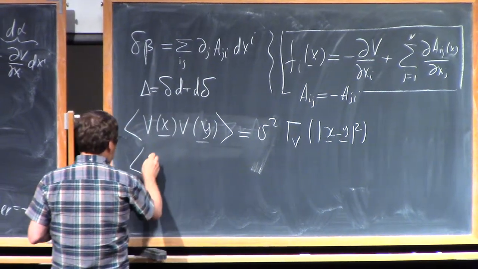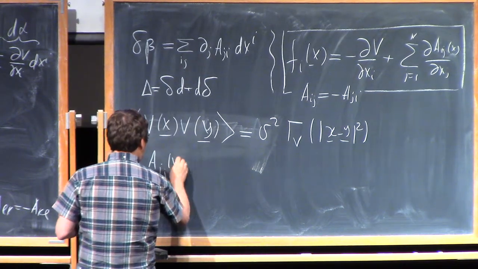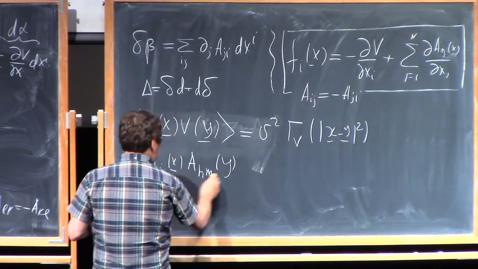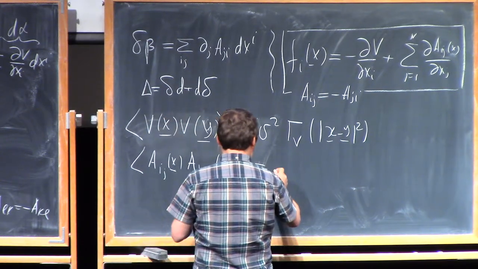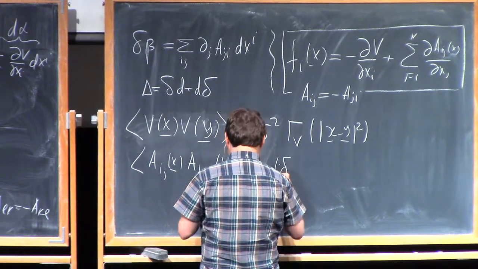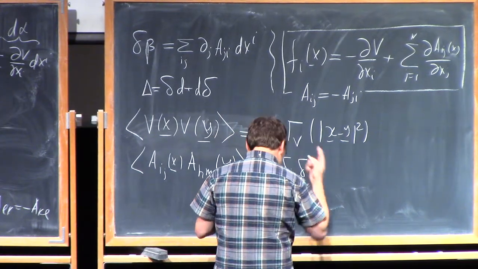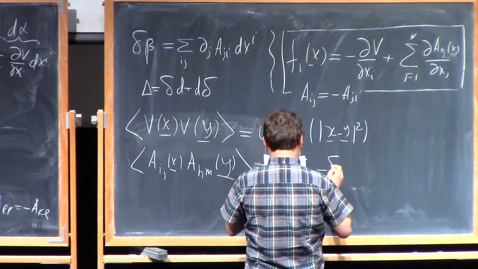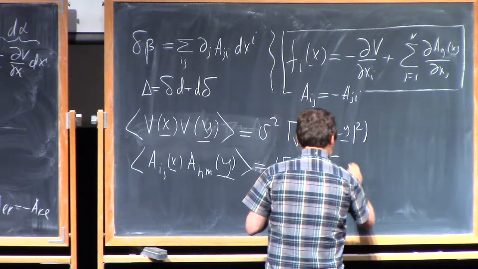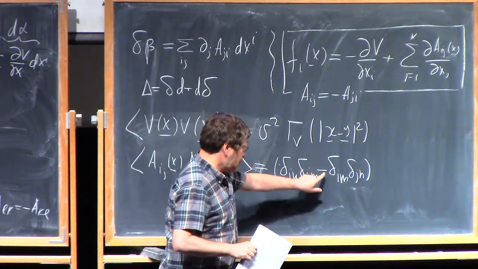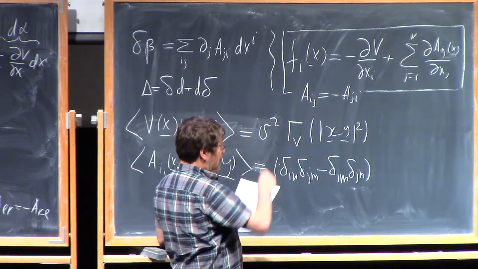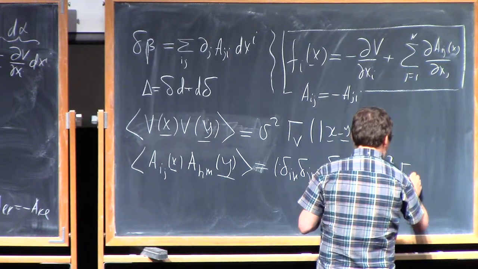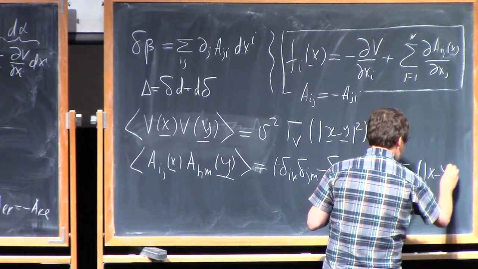And similarly for Aij of X, Anm of Y. To respect antisymmetry, I should put in antisymmetry and independence of all components. This is taken care of by the following Kronecker deltas. This minus sign, of course, is just a consequence of the assumed antisymmetry of Aij, as it should be, times another parameter A squared times gamma A of X minus Y squared again.